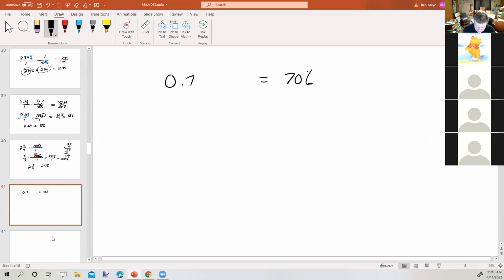Or is it 70%? Yes, it is. Because 1.7 would be what, 170%? Well, how are you getting there? Well, you're moving the decimal point 2 places to the right and adding a percent sign. And you probably learned that, didn't you? Whoever it was. Yeah.